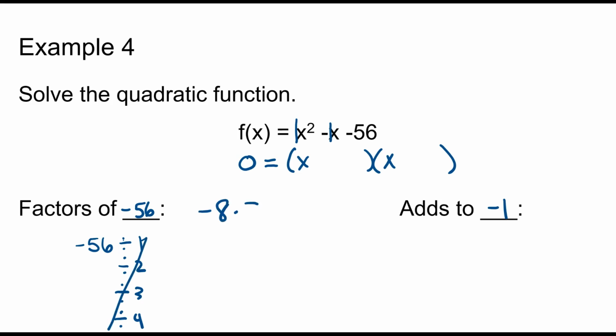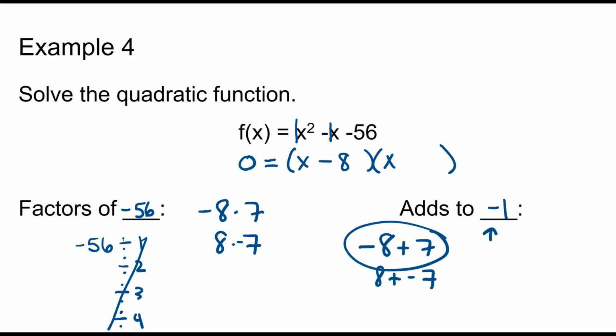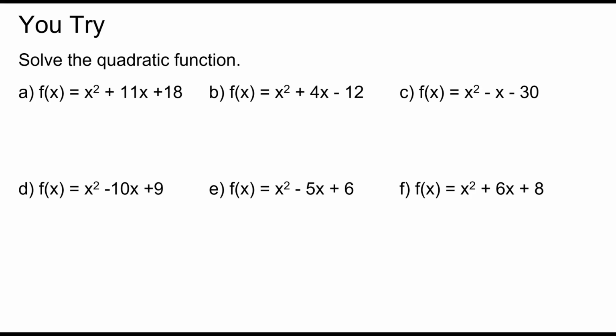So we're down to negative 8 times 7 and 8 times negative 7. So be careful when you're adding these. Make sure that they actually add up to what you want, which is negative. So we've got negative 8 plus 7. Our zeros are positive 8 and negative 7. You tried these problems. Press play when you're ready to see my solutions.